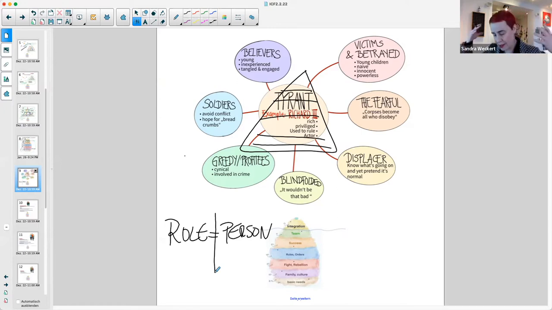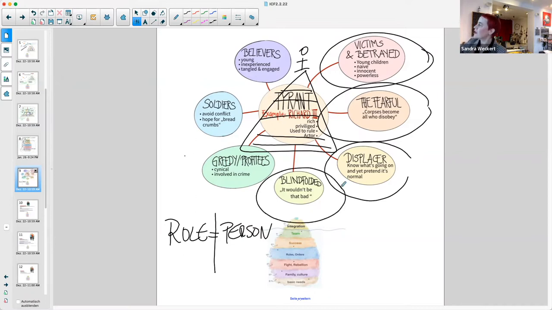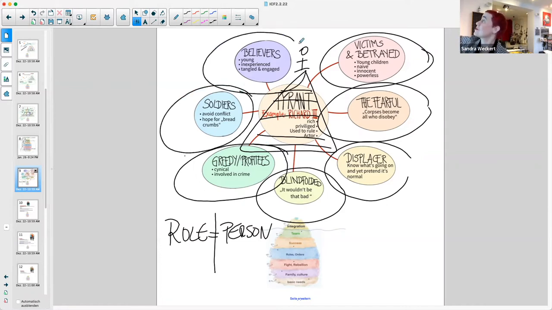But here, very briefly, how do we do this? We tell them: imagine there's a stage and there's a tyrant, which is one role. In the case of Richard III, it's Richard III himself, playing role two. And there are different other roles which you can choose: the victims, the betrayed ones, the fearful ones, the displacers, the blindfolded, the greedy, and the soldiers and the believers. These are very easy to discover.